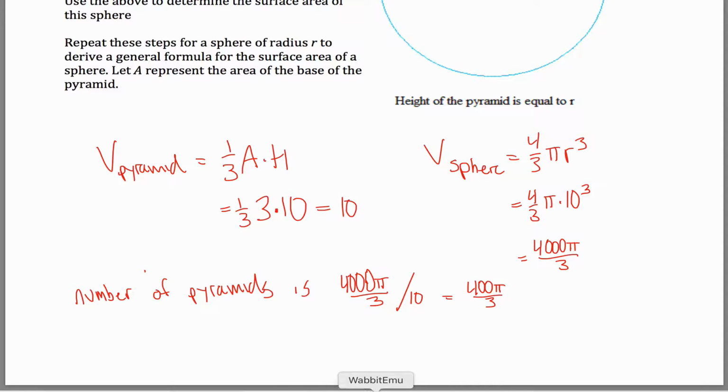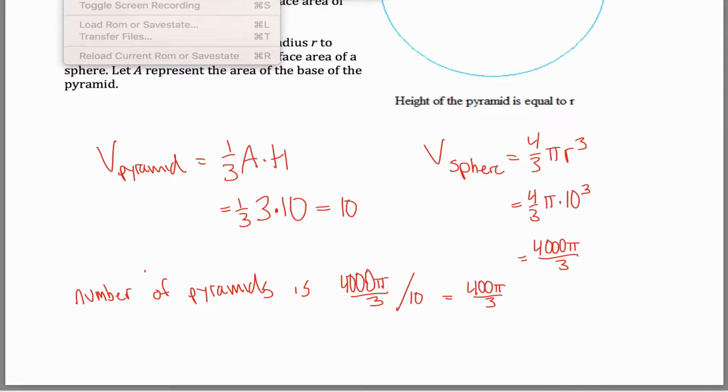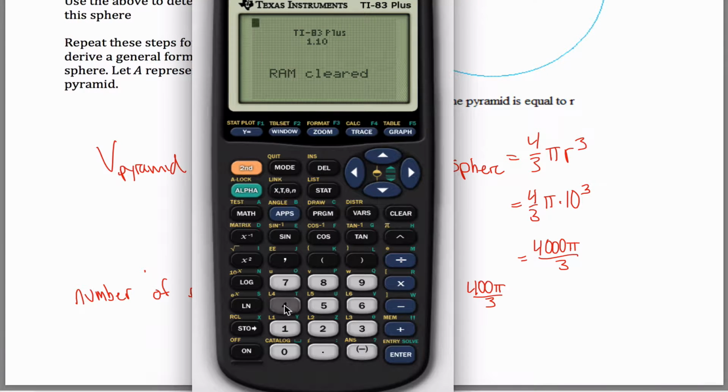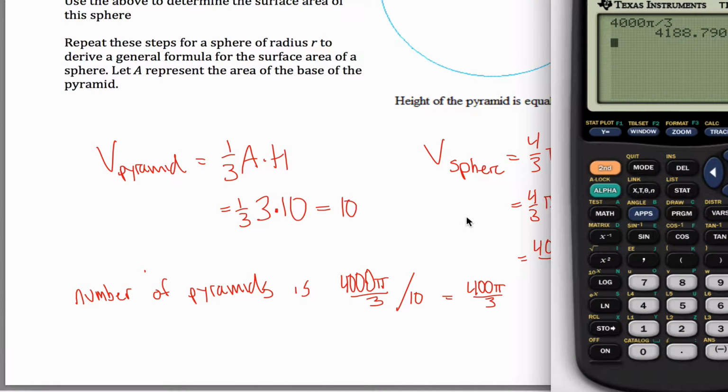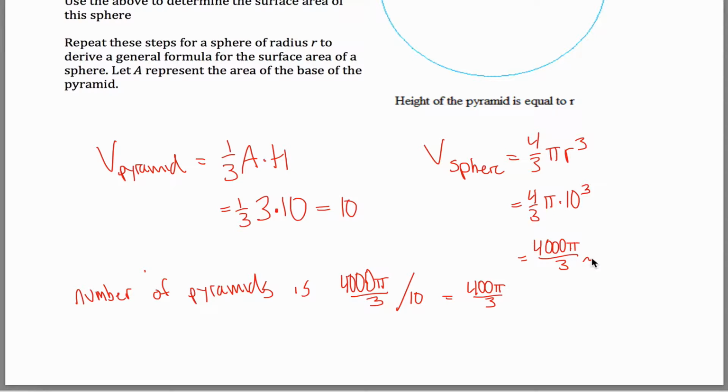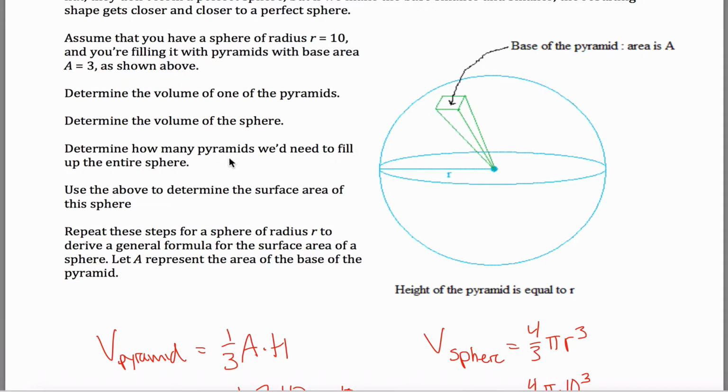Maybe I'll pull out a calculator. I bet you'd rather have numbers for these. If I do 4,000 pi divided by 3, I get approximately 4,189. And 400 pi over 3 is the same thing, except move the decimal place one time, so it's roughly 419. So I'd need 419 of these pyramids to fill up the entire sphere.